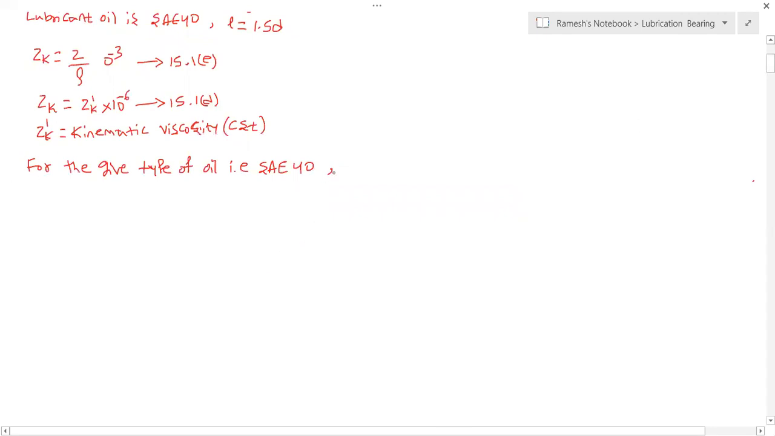Therefore, from table 15.1, I select the number G. From that, the specific gravity at 15 degrees Celsius is equal to 0.9275. I will round it off to 0.930.